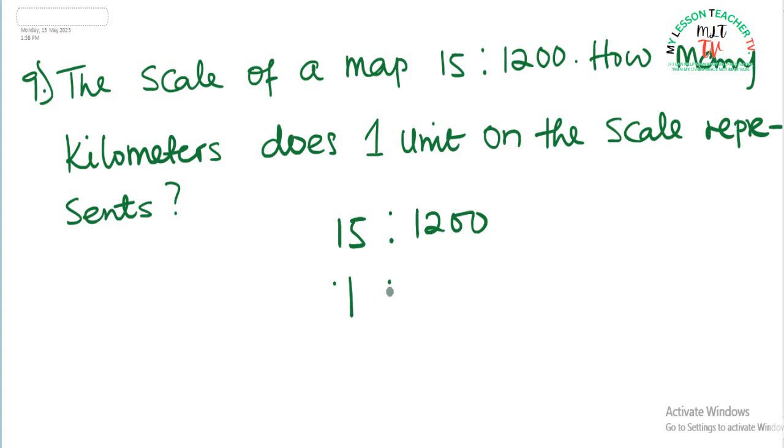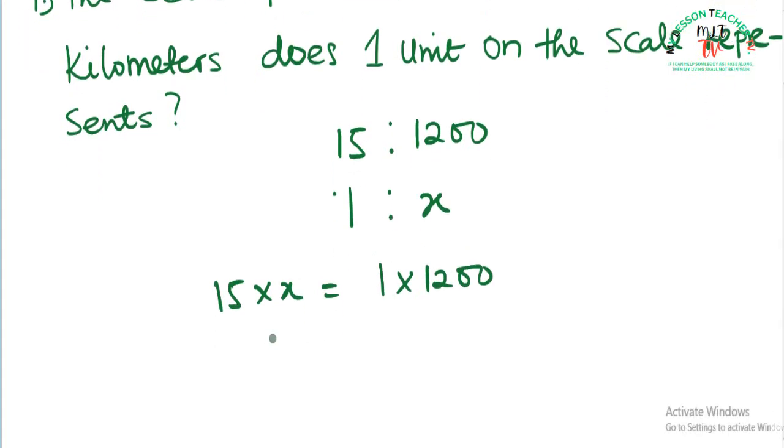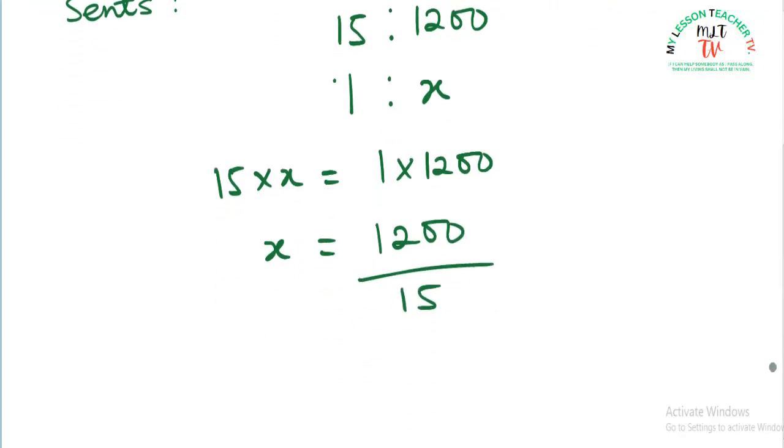That is to say 1 unit will be equal to x. You can use proportionality, you cross multiply. This gives you 15 times x being equal to 1 times 1200, and when you divide both sides by 15, you have x equal to 1200 divided by 15, and you can simplify further.